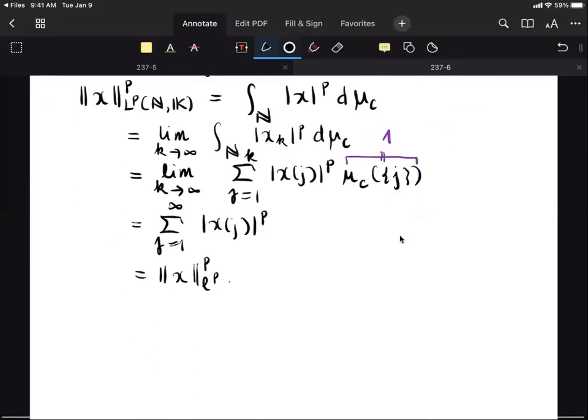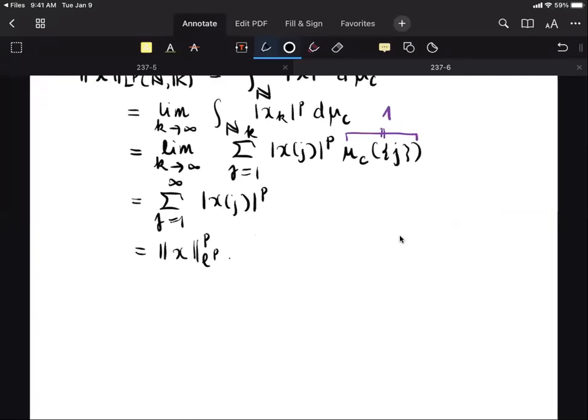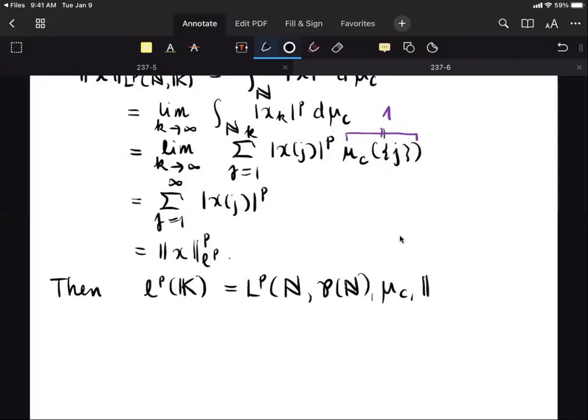And you can work the converse as well. Therefore, the little LP space is identical to the Lebesgue space LP with domain n with respect to the counting measure and values in K.